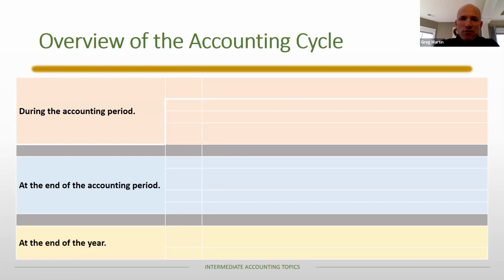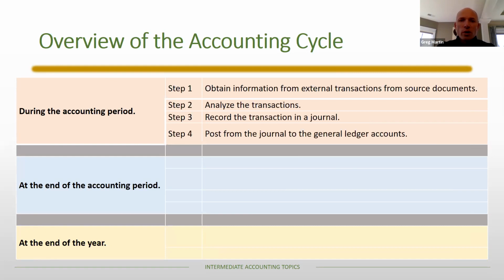The first 4 steps are during the accounting period. So basically, as you're operating day to day, this is something that happens ongoing. And then there's another 4 that you do at the end of each accounting period. And then finally, at the end of the year, there's 2 additional steps. Now, for illustrative purposes, we're going to go through the entire cycle in 1 month. But just know those last 2 steps, for a lot of companies, you wouldn't do those until the end of the year.